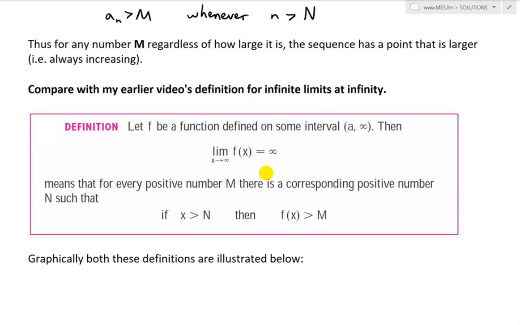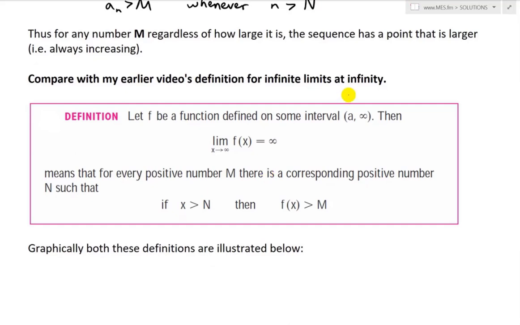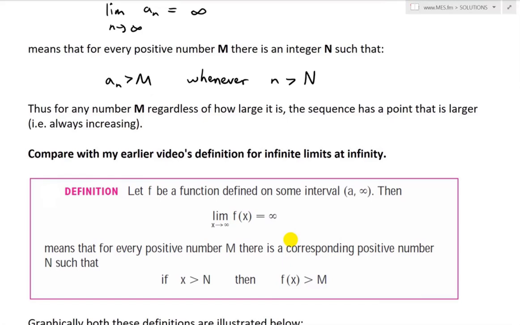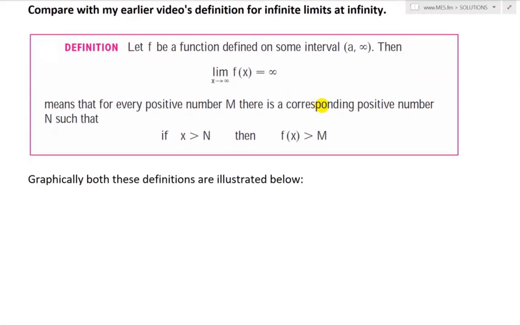And compare with my earlier video's definition for infinite limits at infinity. This one says: let f be a function defined on some interval (a, infinity). Then the limit as x approaches infinity of f(x) equals infinity means that for every positive number M, there is a corresponding positive number N such that if x is greater than N, then f(x) is greater than M. It's the same thing as whenever; you could use if-then. It's exactly the same thing.